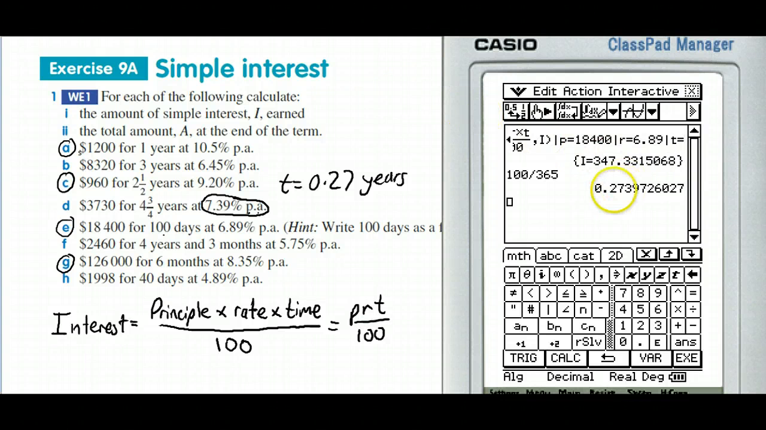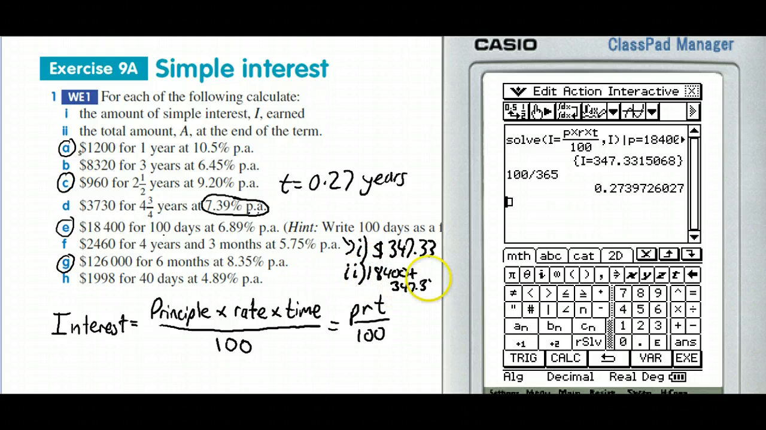And the amount of time is, let's just drag this number up to there and press enter. And we get told that the amount of interest is $347.33. So let's write that in. For E, the amount of interest is $347.33, and so the total amount is going to be 18,400 plus 347.33. Let's put that into a calculator.